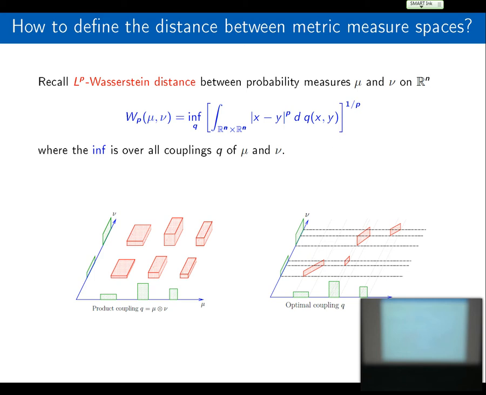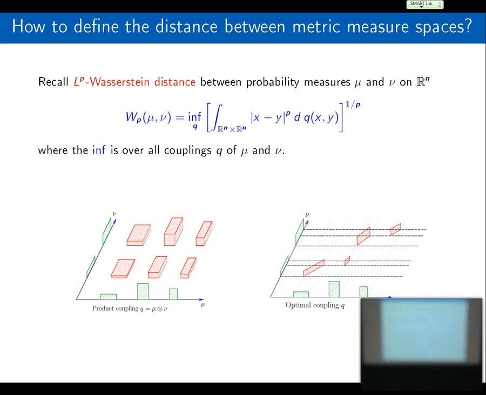You ask for the L^p distance between randomly chosen points in this product space, randomly chosen according to this coupling. So more explicitly, you should think of q as a distribution on pairs of points. Let's say this is a distribution of producers, this is a distribution of consumers, and you ask for pairs of consumer and producer, and this is the distance from the producer to the consumer, and you want to minimize the L^p distance. One coupling is the product coupling, but if you want to minimize this distance, you should ask for a coupling which is close to the diagonal. And a coupling close to the diagonal typically looks like that.